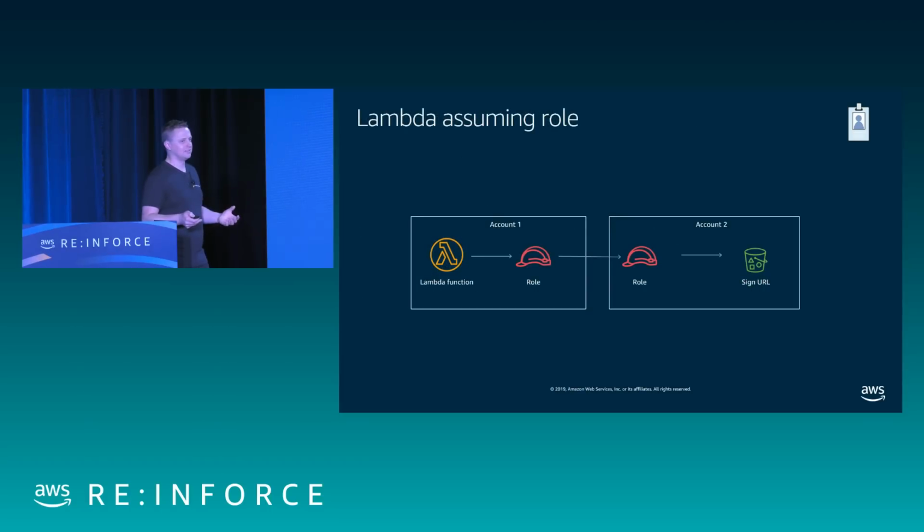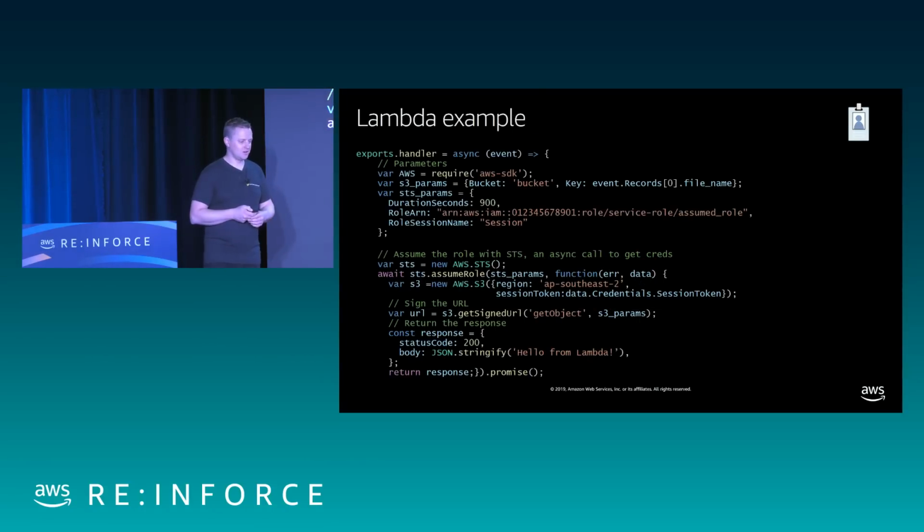A common pattern I see with customers, and a common question, is: can a role assume another role? Well, yes. So in this scenario, I've got a Lambda function which has to have a role attached so it can do things. In this case, we're going to use the Lambda function to assume another role in a different account. And then in the same Lambda function, we're going to go and do something. In this case, it's signing an S3 URL. And that's the code for it.